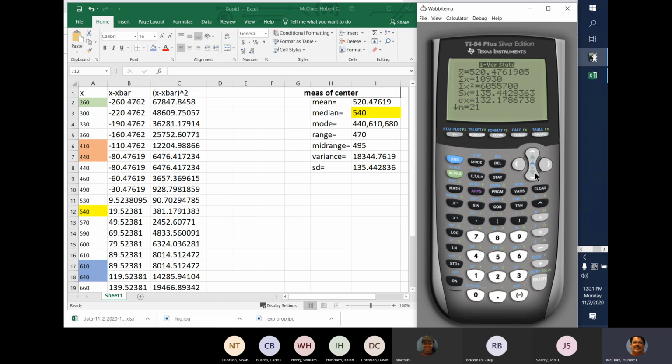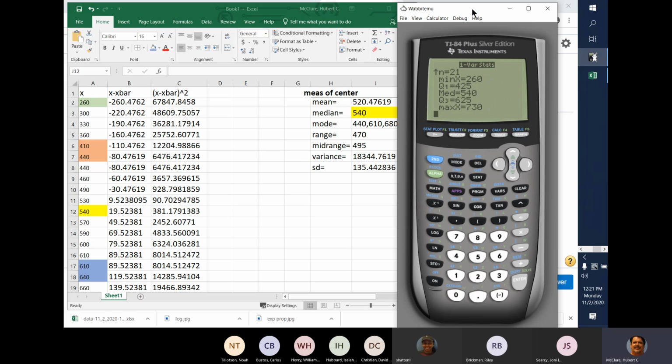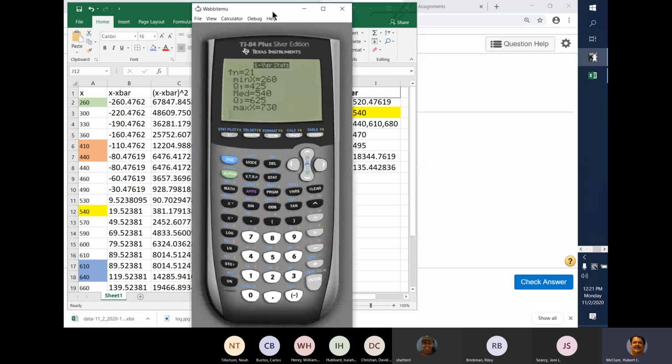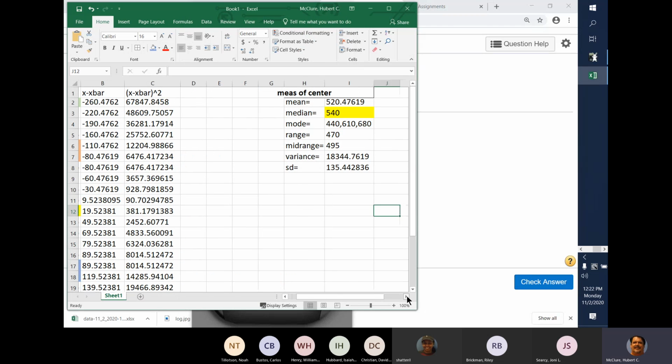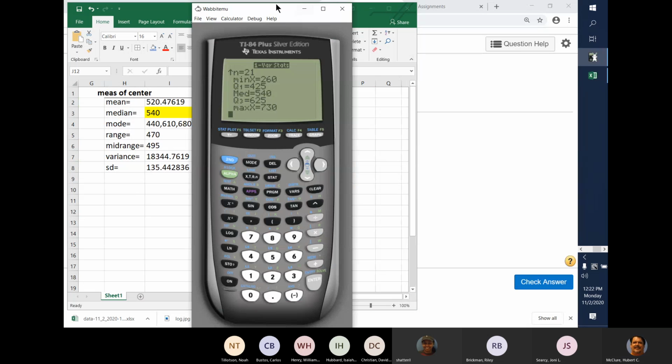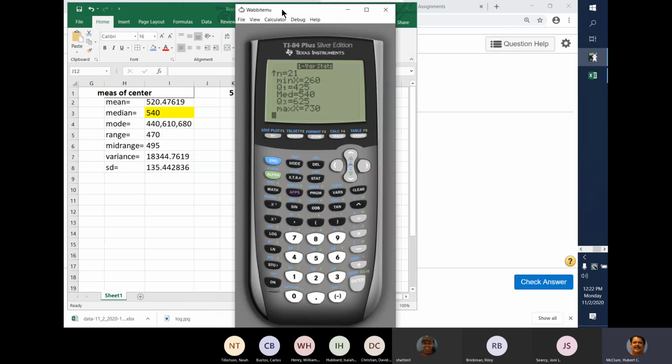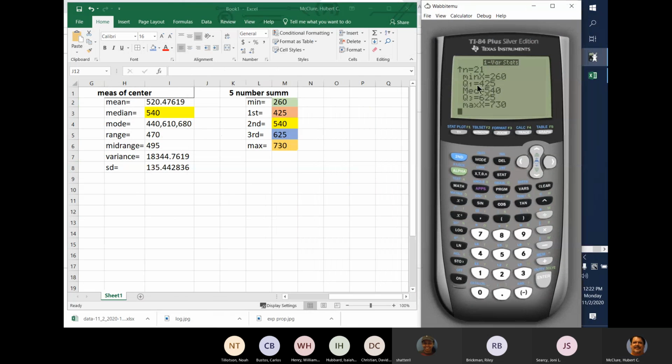And then go down and you'll get your 5-number summary. Min, 260. First quartile, 425. Second quartile, 540. Third quartile, 627.25. And the max is 730.